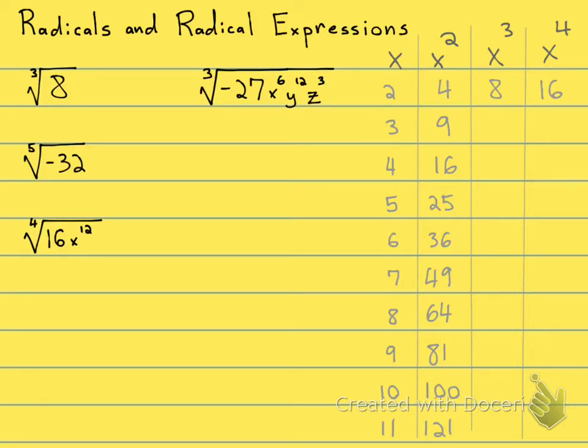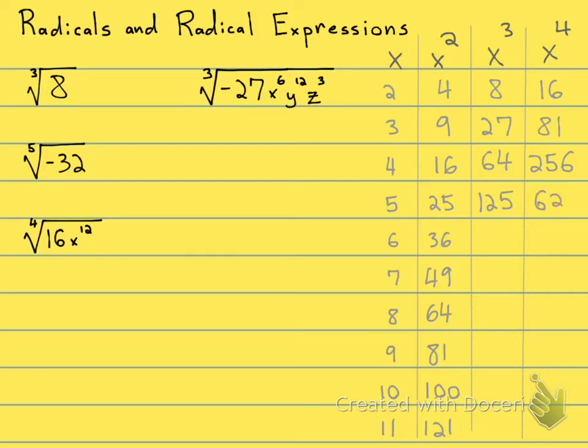3 squared is 9. 3 to the 3rd is 27. And 3 to the 4th is 81. 4 squared is 16. 4 to the 3rd is 64. 4 to the power of 4 is 256. And let's go to 5. 5 squared is 25. 5 to the 3rd is 125. Well, 5 to the 4th, 5 to the power of 4, 625.